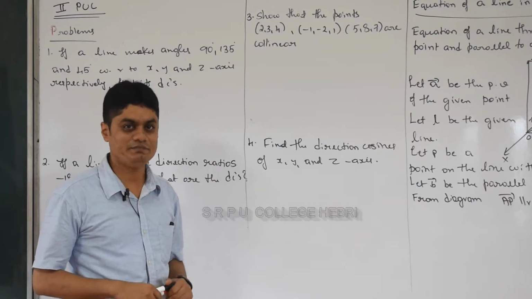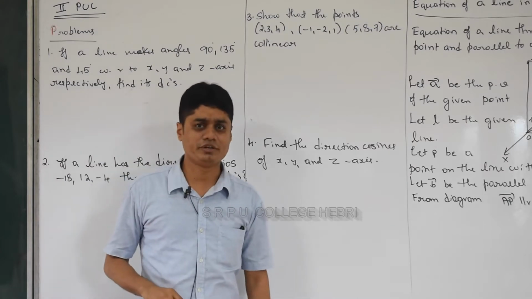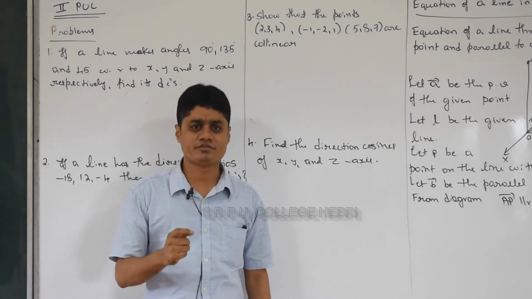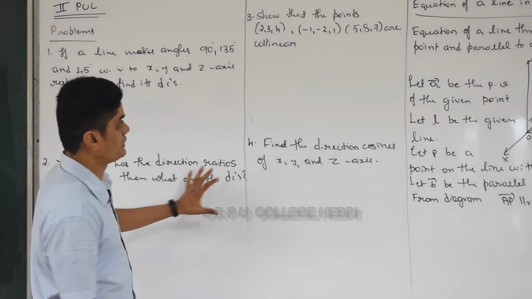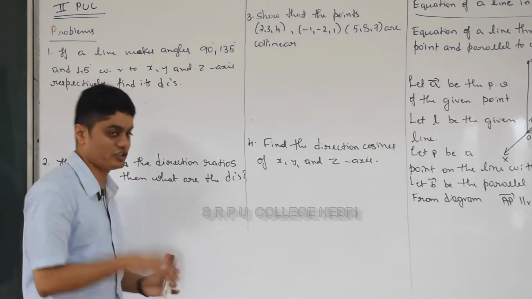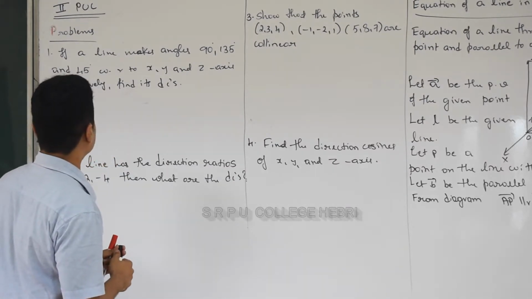I hope everyone is fine. So in the last class we learned the basic concepts of 3D geometry. Maybe remember direction cosines, direction ratios, and direction ratios of the line joining 2 points. So we have around 4 problems today based on the basic concepts of 3D geometry. Okay, so let me start with the first problem today.